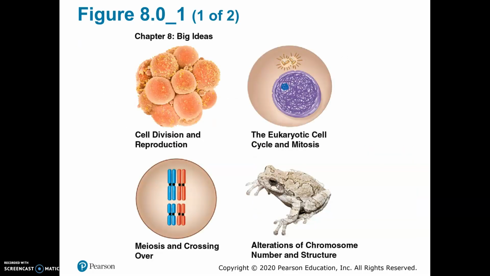And so the overview of this chapter, we're going to talk about how cells divide, different ways that they do this, the cell cycle, meaning the stages of life of a cell. We're going to talk about mitosis, which is a type of cell division. Then we're going to talk about meiosis, a different type of cell division. And then we're going to talk about what happens when things go wrong. We'll talk about cancer, and we'll talk about abnormal numbers of chromosomes and things like that.